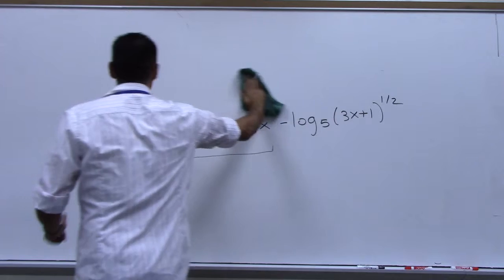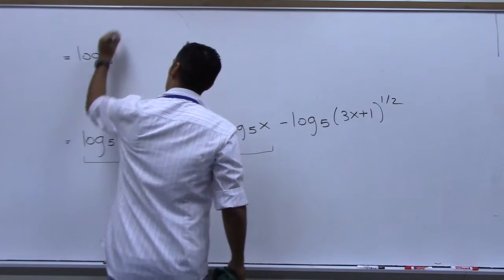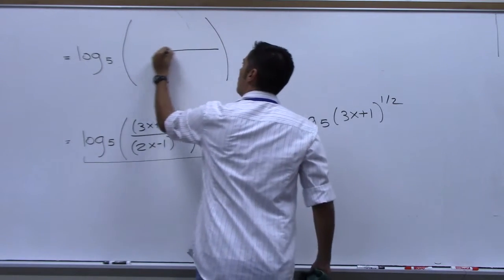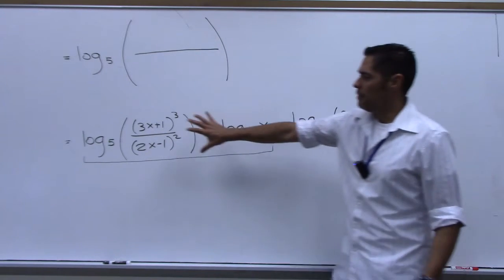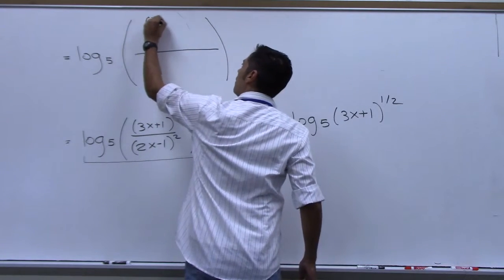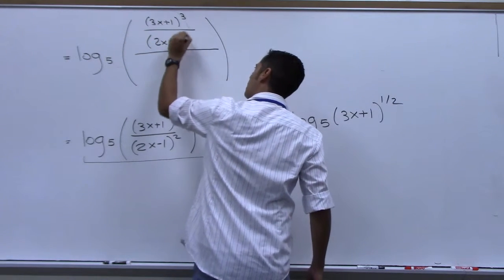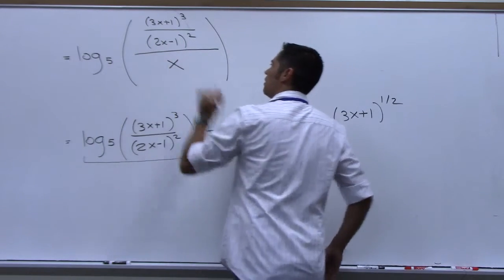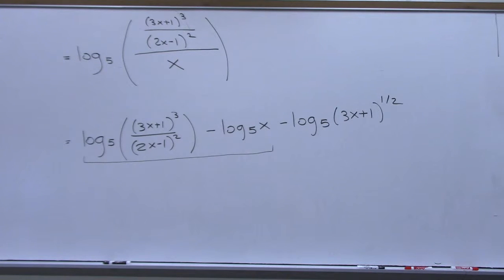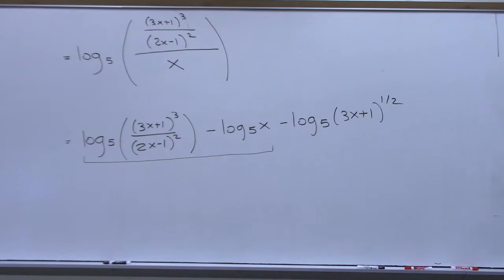So watch what happens here. This is going to be a single log, base 5, of, now be careful, what over what here? Everyone? It's all of this. Okay, let me write that down. 3x plus 1 cubed over 2x minus 1 squared, over what? X. What the hell is that, though? You know what I'm saying? What? Stop, hold on. What? Nothing.